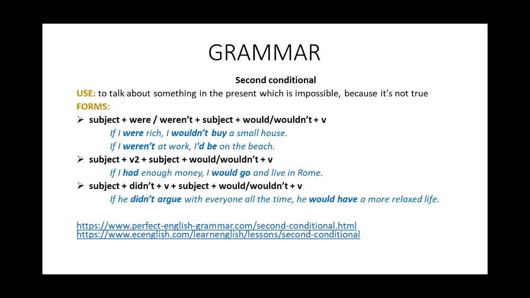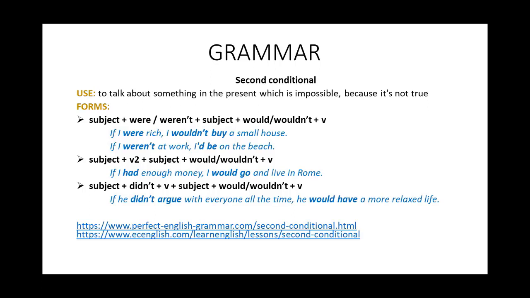But it is impossible now that I have a lot of money like a rich man. So we use second conditional here to talk about something that is impossible now, but it's just imagination. Another example, in negative form: if I weren't at work, I'd be on the beach.